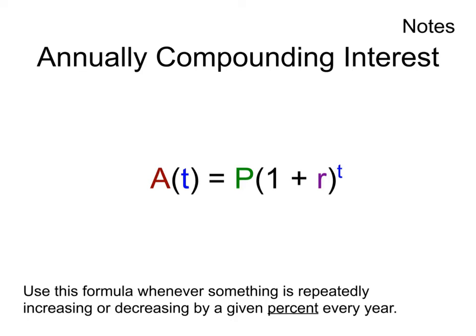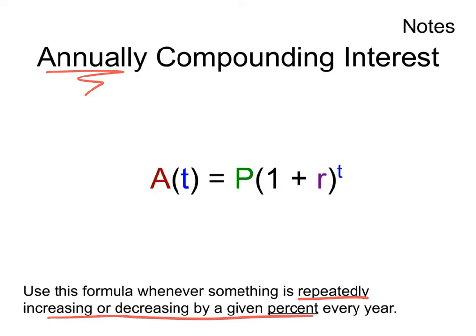In this lesson, we are taking a look at compounding interest and a couple different ways that comes up along the way. We're going to start by looking specifically at annually compounding interest. So you're going to want to write this equation down, and then this formula is going to be used anytime we have compounding interest involved. Now that means that we have something that is repeatedly increasing or decreasing by a given percent every year. And it's every year in this case because this is annually compounding interest.